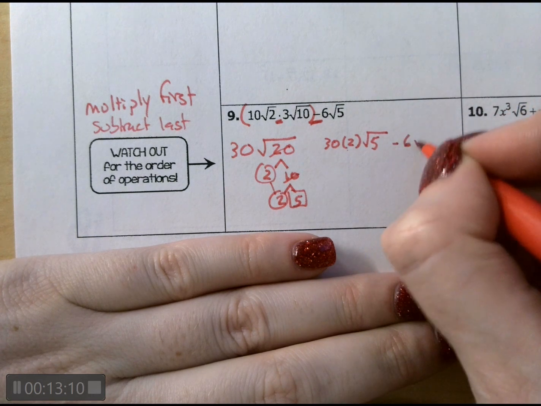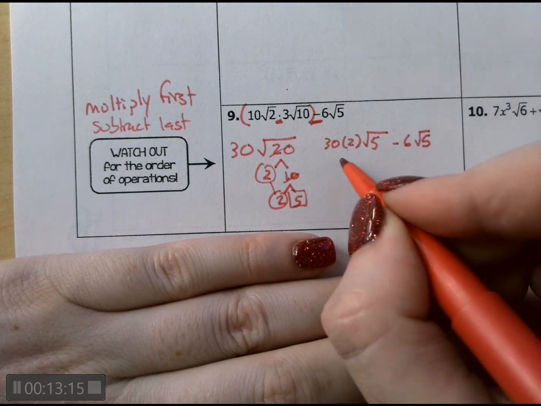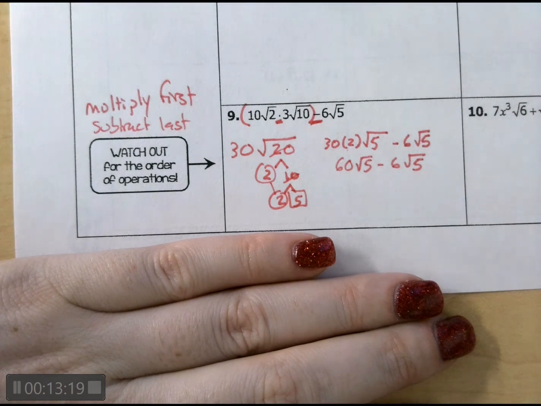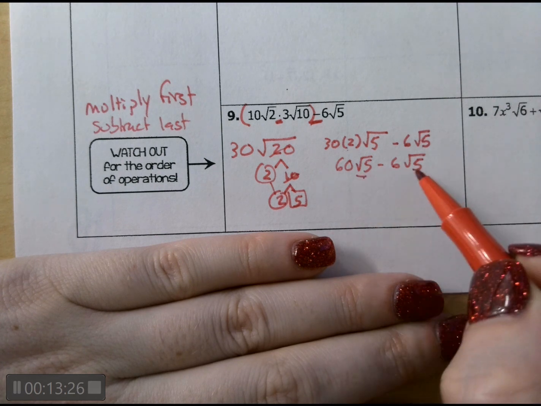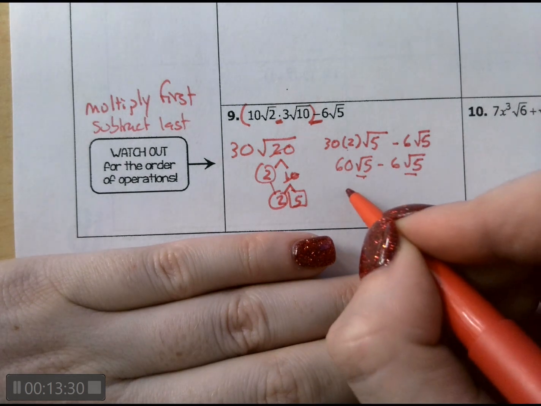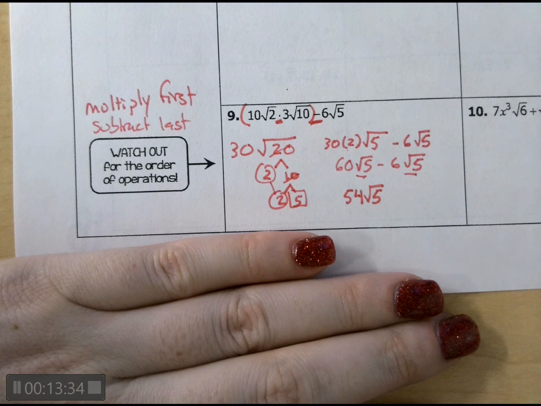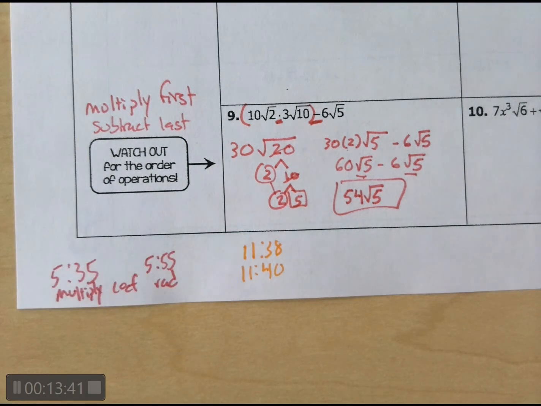And then minus 6 square root 5. Okay, well, 30 times 2 will give us 60, square root 5 minus 6 square root 5. And remember our rules for adding or subtracting square roots. Our radicals have to be the same. And since they are, it's just 60 minus 6, which will give us 54 square root 5. And that's our answer. So now I want you guys to try 10. All right? Good luck.